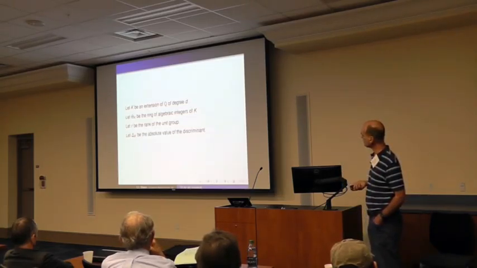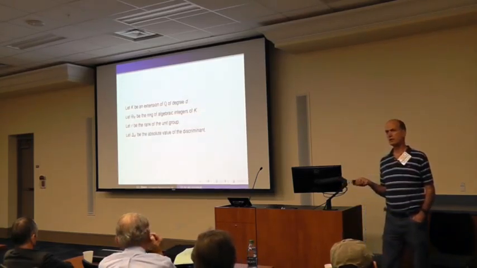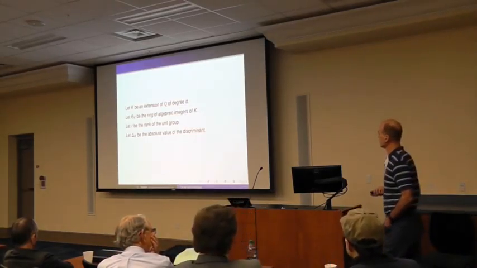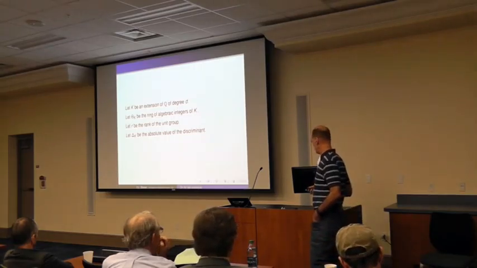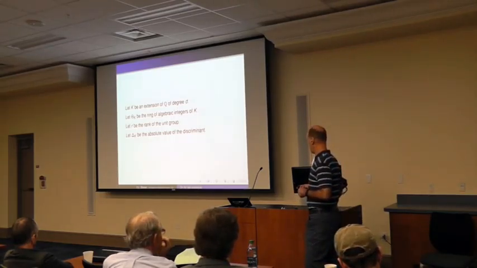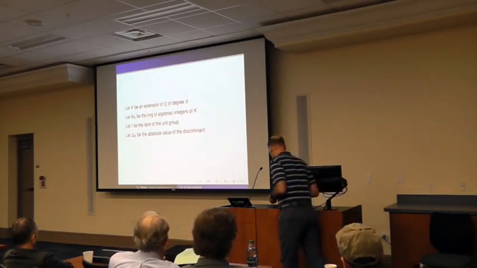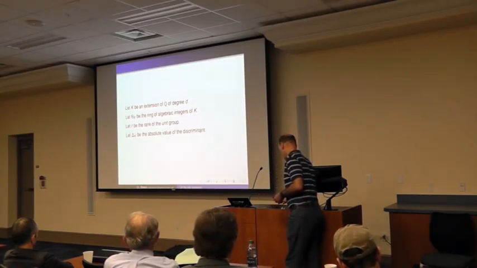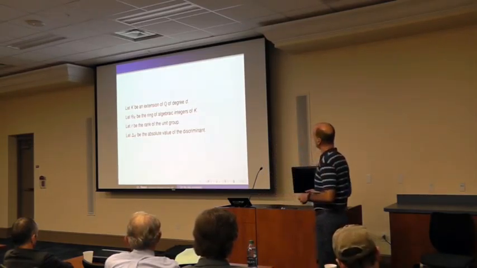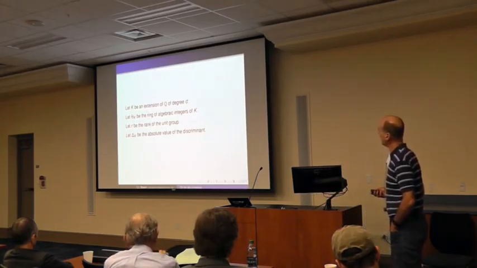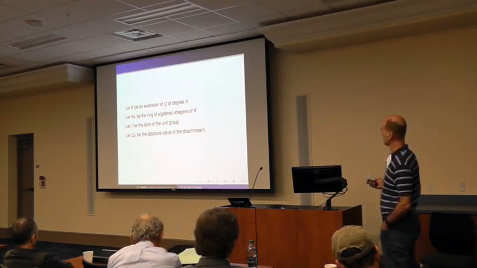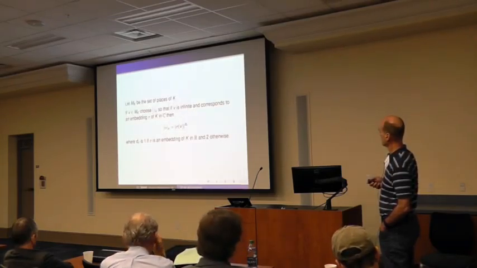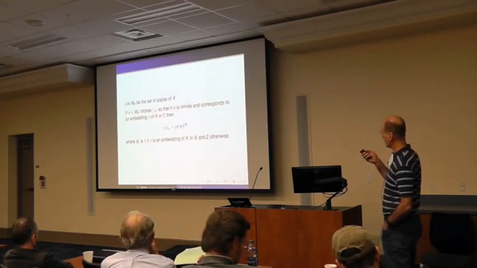Okay, so let me introduce a bit of notation here. Let K be an extension of Q of degree d. Let O_K be the ring of integers of K, r the rank of the unit group, Delta_K the absolute value of the discriminant. Here, this is pretty standard.